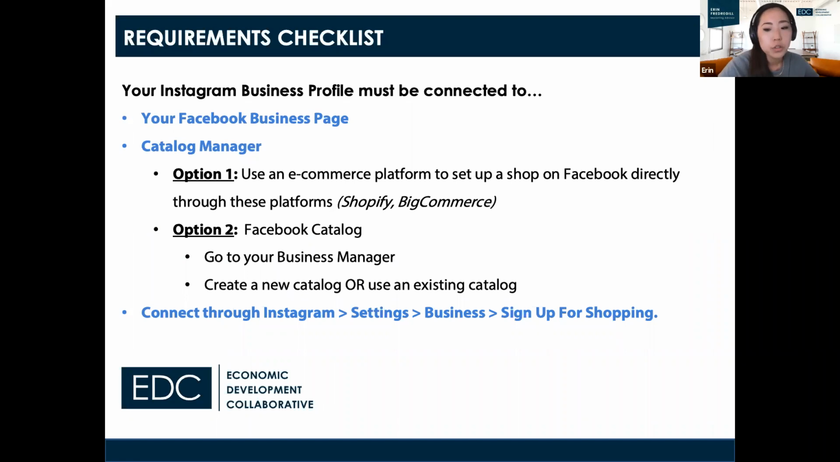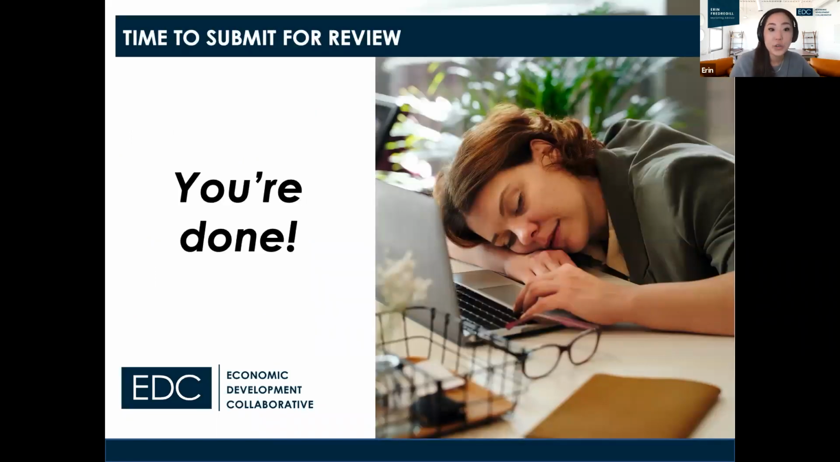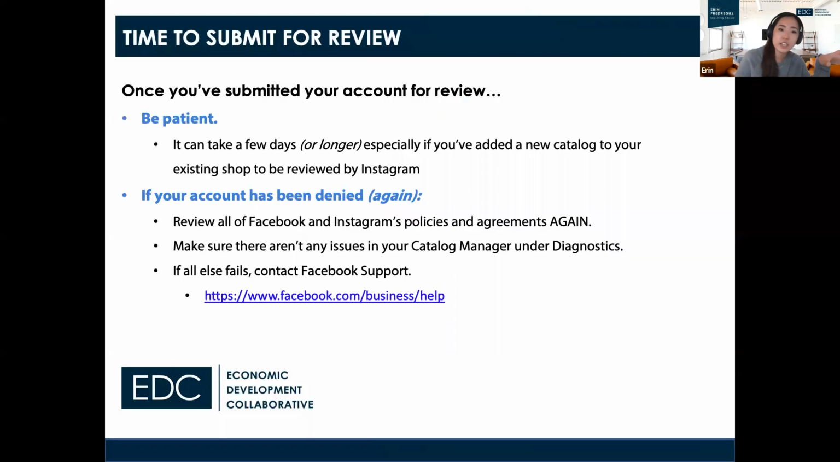So if you haven't set this up already, but you already have those three assets ready to go, you can also connect it through Instagram in the settings when you sign up for shopping. So it'll then take you through the prompts to ask you to connect those assets. And then you're pretty much done from there. So once you've connected all of that and you sign up for Instagram shopping through the prompt in the back end, you'll then have it submitted for review.